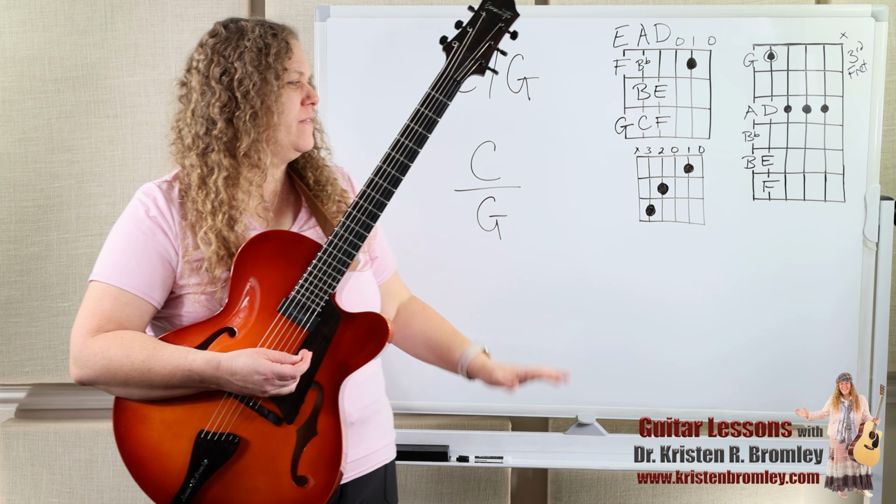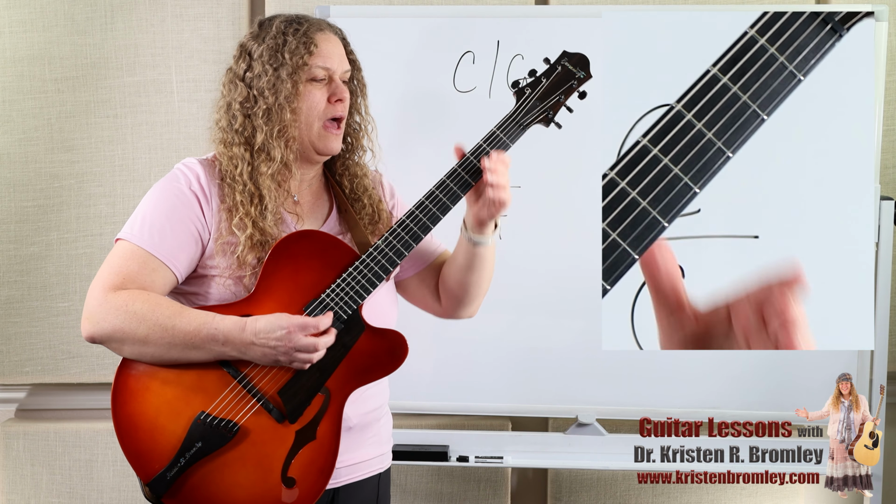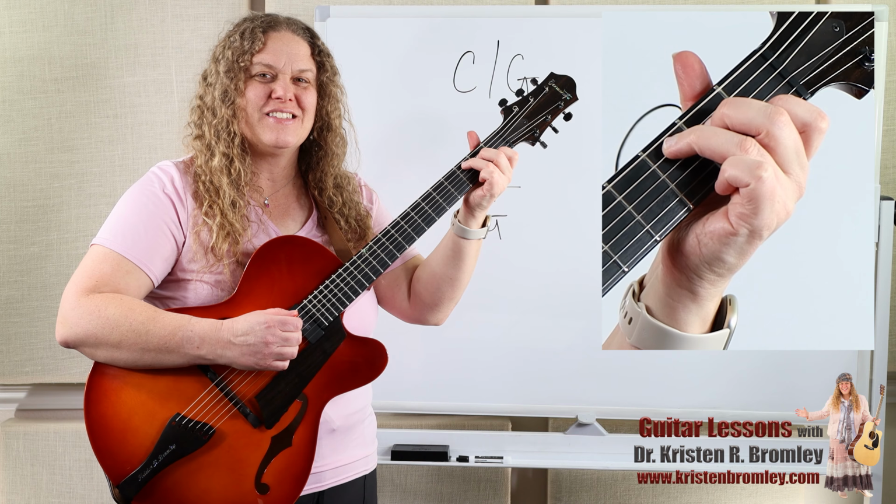That's a flatted 7th. It creates that C7 versus the C natural. So the way this works, and I have an example here, we've got our normal C chord. I've got that up there in case you need to see the C chord.